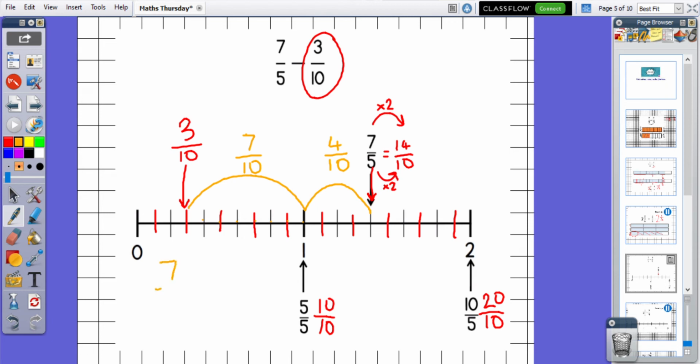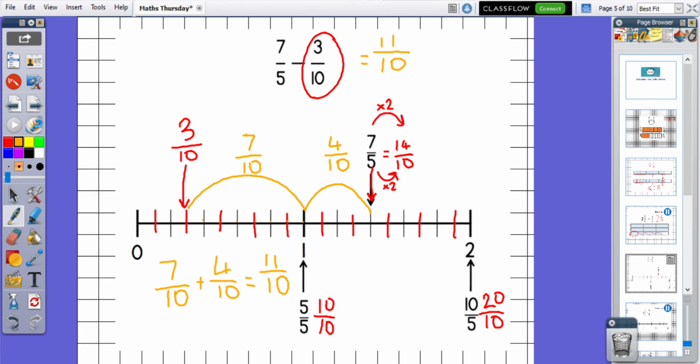So I'm going to do 7/10 add 4/10 to give me 11/10, okay? And that is our answer. We have found the difference on the number line rather than subtracting. We've found the difference, added the difference together, and there is our answer.